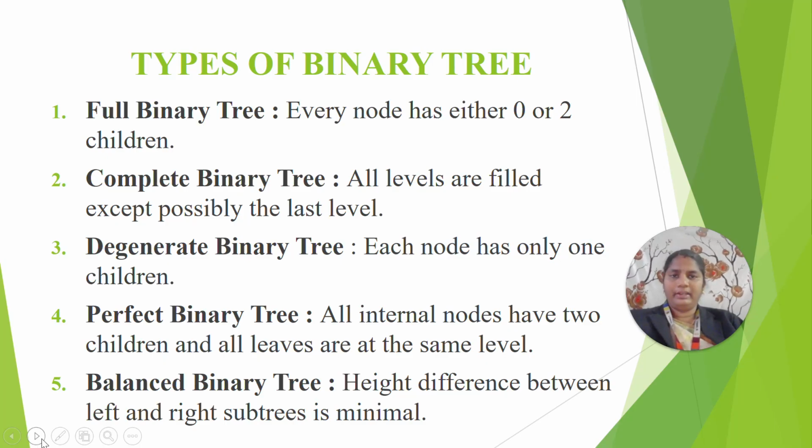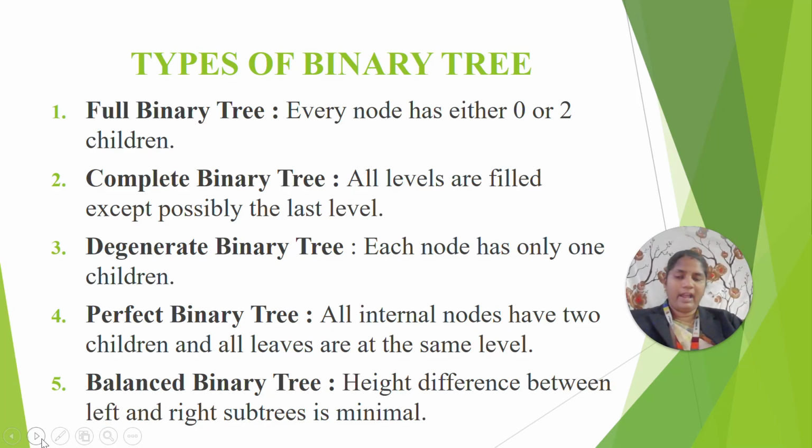Next one is perfect binary tree. A perfect binary tree is the one in which the internal nodes have only 2 children and all leaves are at the same level. So it is a combination of full and complete binary tree. All leaves at the same level comes under complete binary tree, and all internal nodes having 2 children comes under full binary tree. So a perfect binary tree is a combination of full and complete binary tree. Last one is balanced binary tree. In this, the height difference between the left and right child should always be minimal, that is -1, 0 and 1.